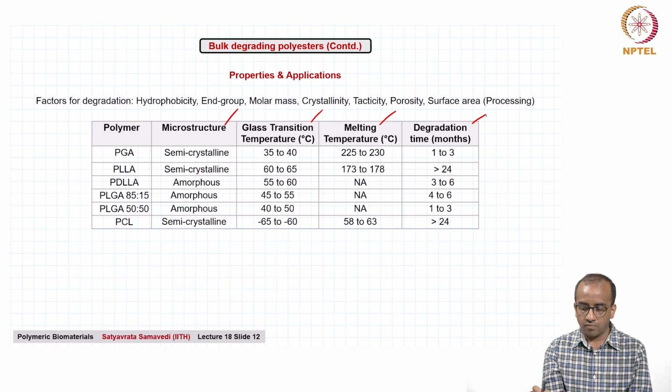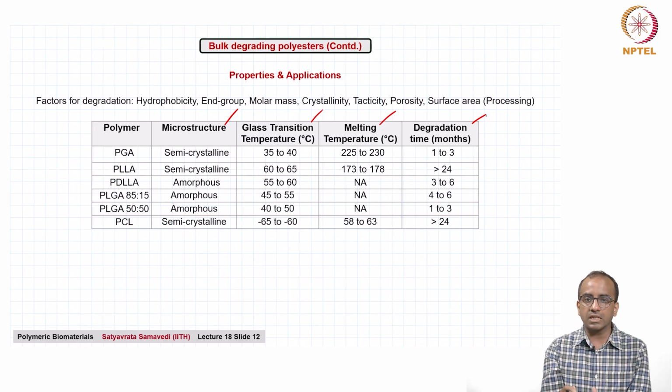Now, degradation time is shown here in months, and that can depend on a lot of factors. And in turn, a polymer with slow degradation rates or fast degradation rates are preferred depending on the type of application. In some cases, you want the polymer to degrade very quickly. In some cases, you want the polymer to remain in place for a very long period of time.